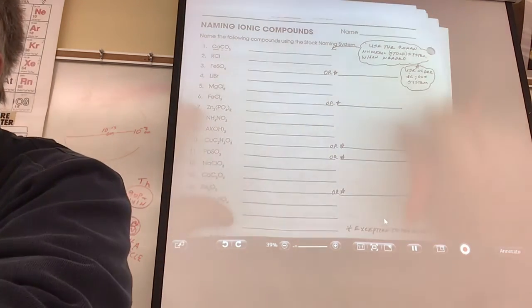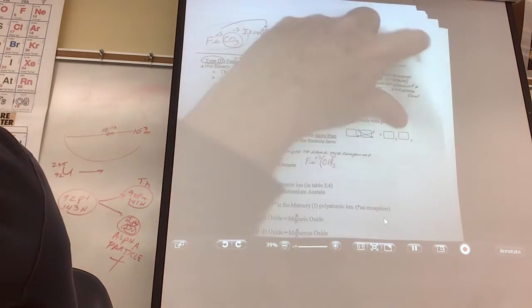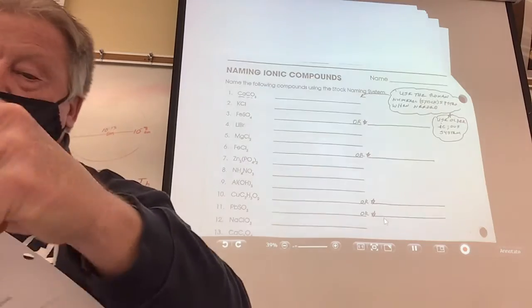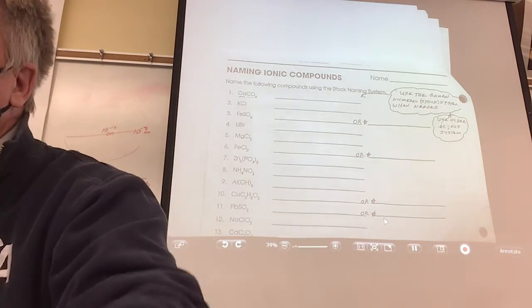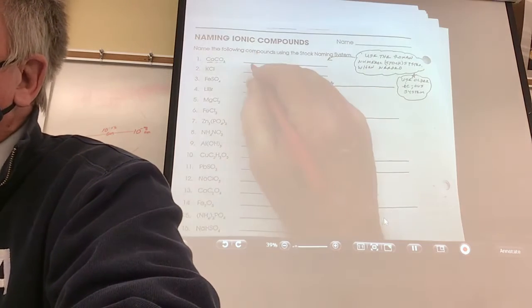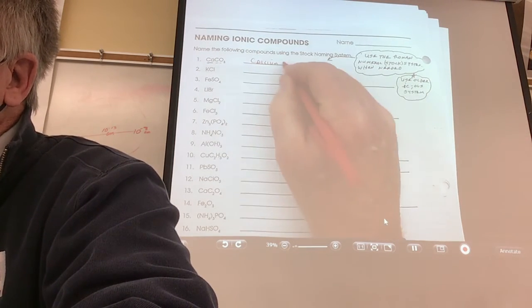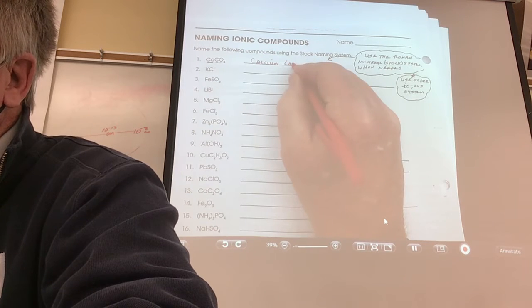So you got your other sheet ready? Got your other sheet handy? So I'm gonna put the polyatomic ions over here. All right, have you found that one already? Yeah. All right, ready? What you got? Calcium. And then a space. Okay. And then carbonate.